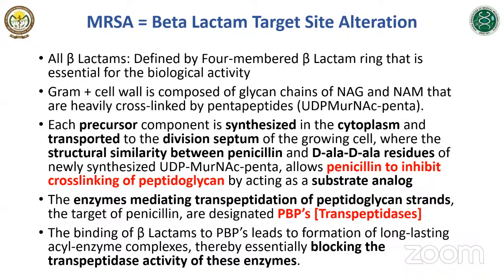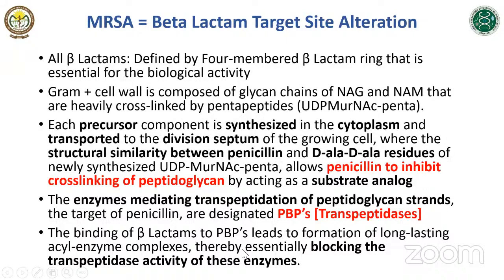And these precursors are synthesized in the cytoplasm, and the transpeptidases transport these precursors towards the division septum into the cell. Penicillin inhibits the cross-linking of the peptidoglycan by acting as a substrate analog. So instead of the normal substrate, penicillin binds, and these transpeptidases are blocked by the binding of penicillin. So these transpeptidases are called penicillin binding proteins.